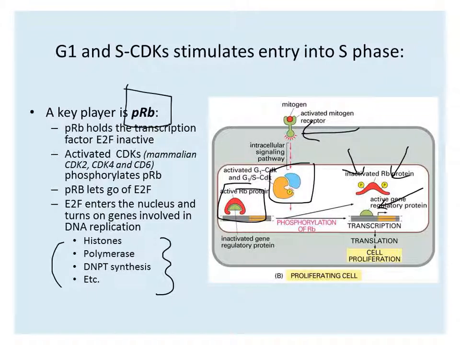So you can see here, ultimately, phosphorylation of pRB by these G1/S CDKs will help initiate S phase by leading to production of key proteins needed for DNA replication: DNA polymerase, histones, etc. So this is an important target to allow S phase to start. We have to have the machinery present for S phase to be initiated.